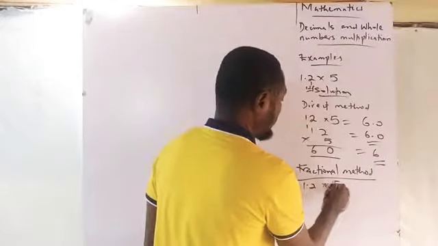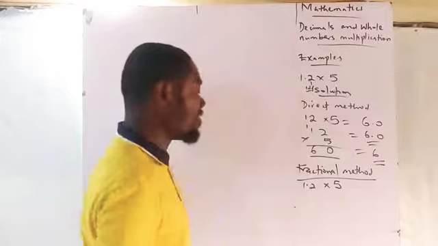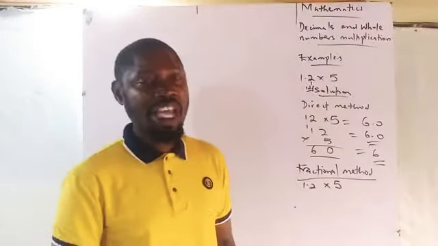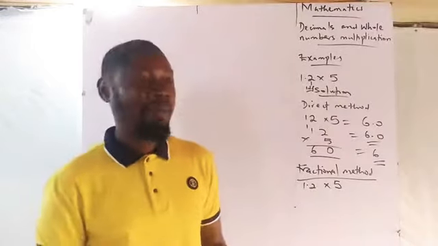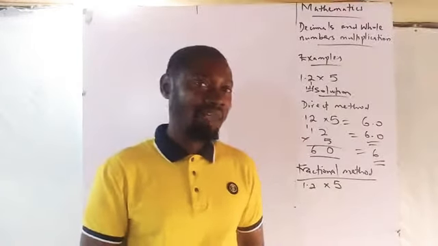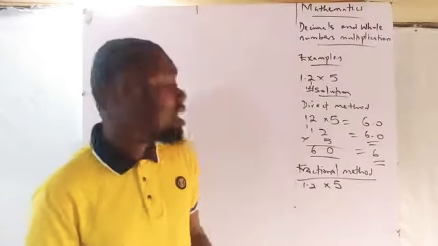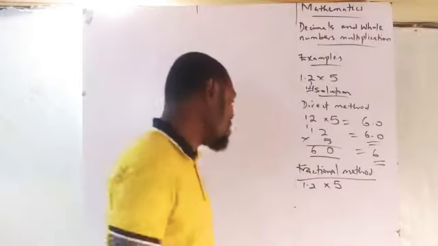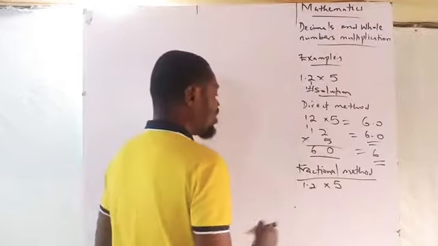If you want to use the fractional method, this is how you go about this problem. 1.2 times 5. Express 1.2 as a fraction. Remember, all whole numbers could also be expressed as fractions. For example, 7 is 7 over 1, 9 is 9 over 1, 5 is 5 over 1, 100 is 100 over 1.